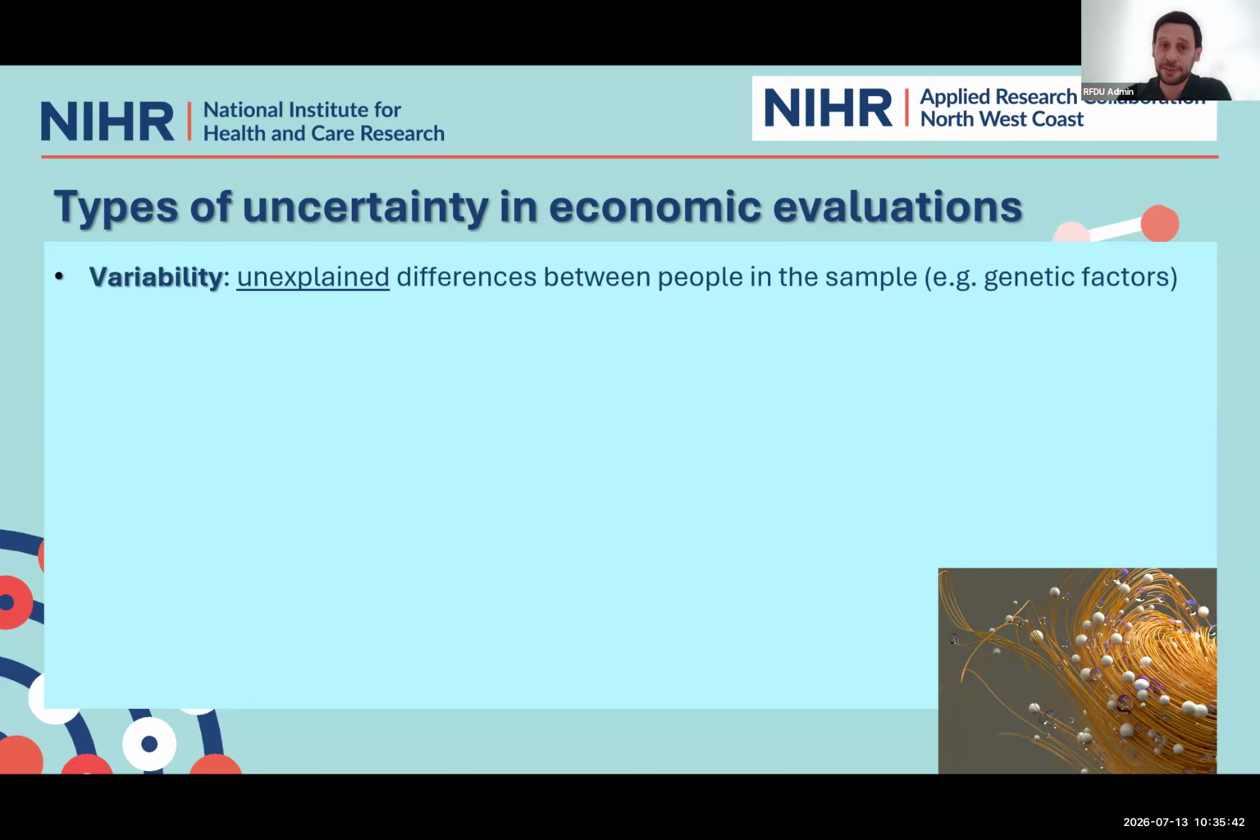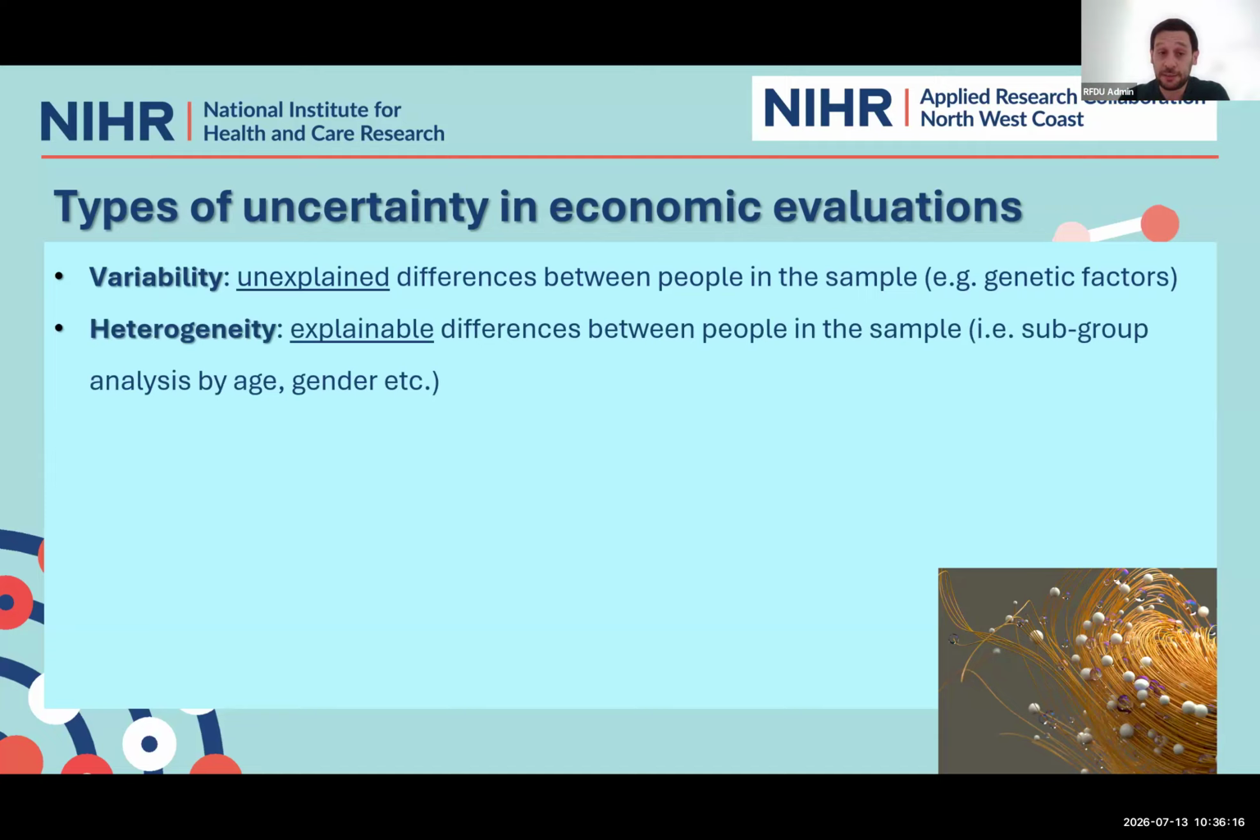There are different types of uncertainty, and Andy and I are going to cover some of them in the next few slides. In particular, we are talking about variability when we have unexplained differences between people in the sample, for example, genetic factors, which might not be observable. So in that sense, we might not be able to explain the differences because it's something that we cannot observe in the people in the sample.